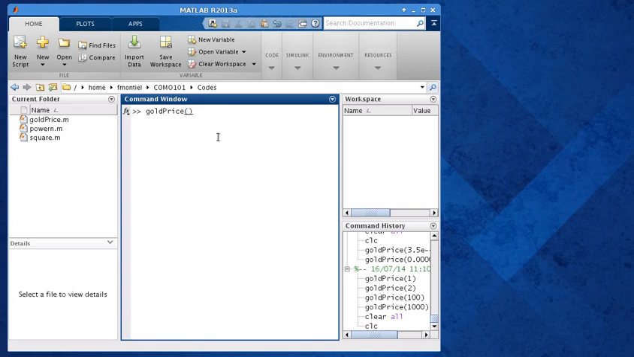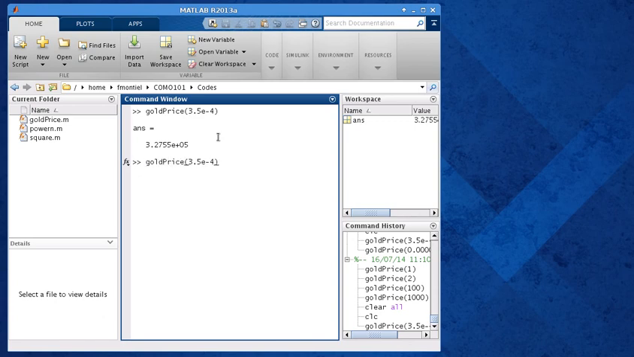What volumes can I take? For fun, you can try to estimate how much your hand is worth in terms of gold. If you measure the volume of your hand, you can get an estimate, and a reasonable estimate would be 3.5 times 10 to the negative 4 cubic meters, so 3.5 E minus 4. If you do that, you find this result, which basically tells you that your hand is worth 327,550 New Zealand dollars.